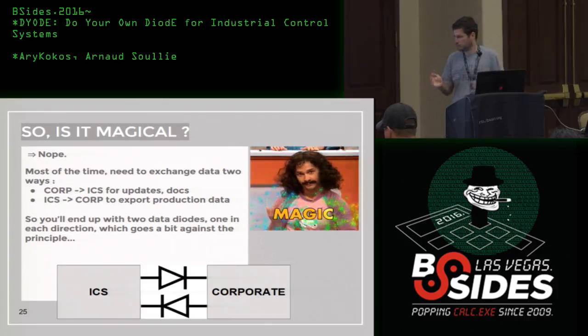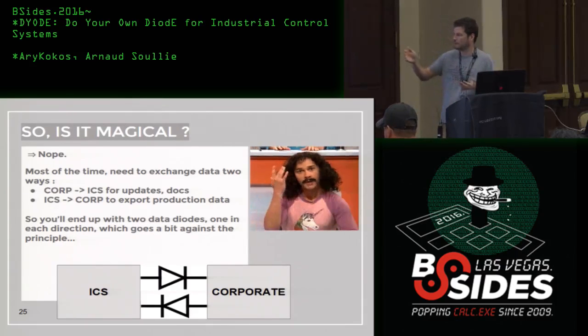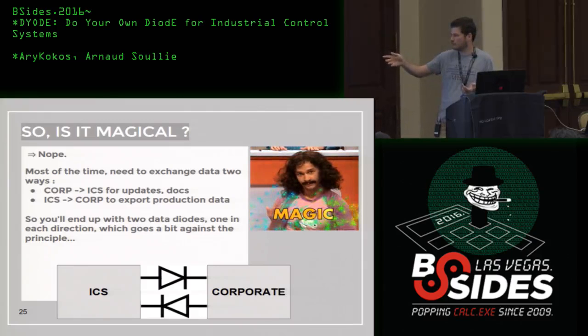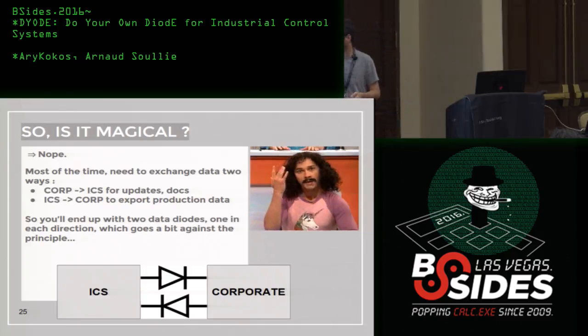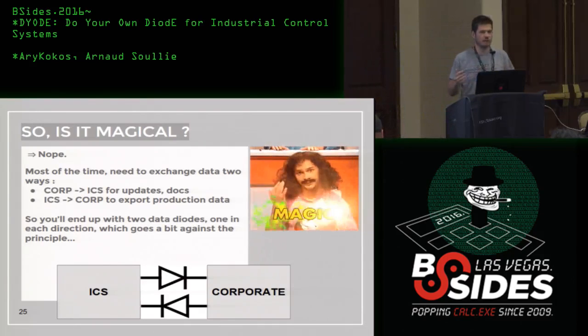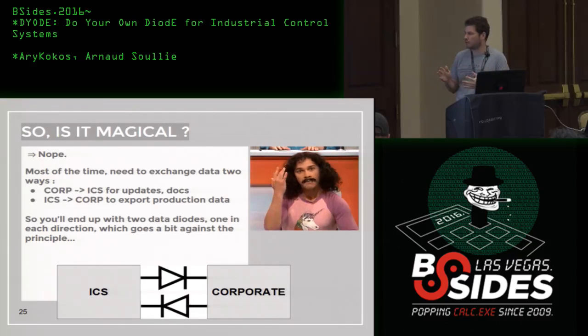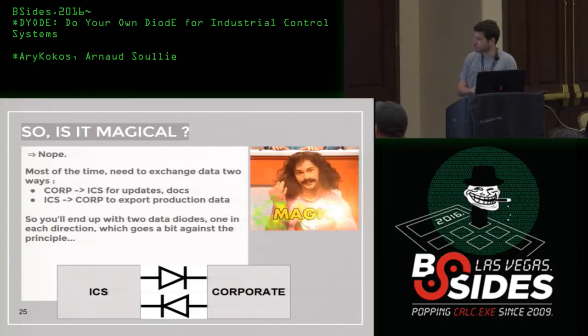In reality, it's not that easy to have one-way communication. You may imagine that malware, while it would be very complicated, might be able to establish a communication channel with the control command going through this diode on this side and through that diode on the other side. So I'm not saying that diodes are not good. I'm just saying it's not magical, and it's not as simple as putting in this box to secure everything.